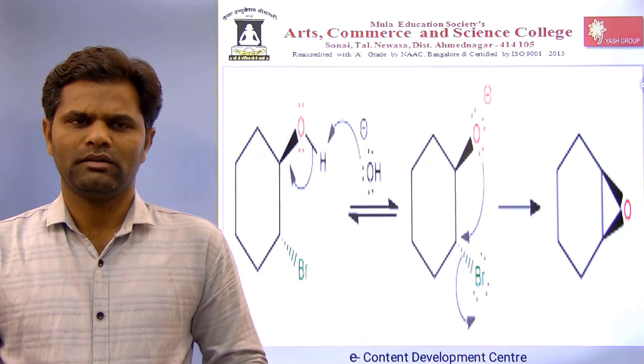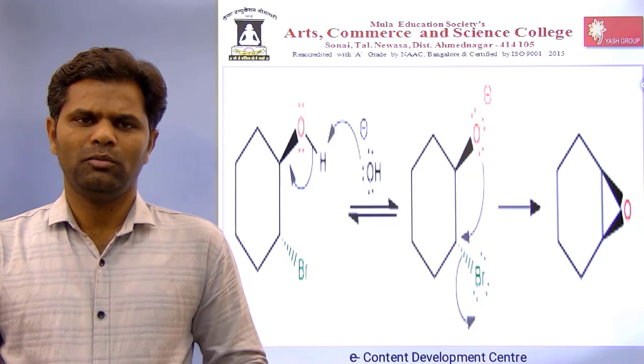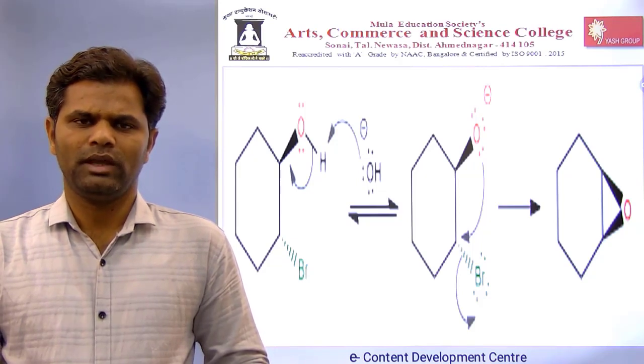That oxide undergoes an intramolecular SN2 reaction. In this case, there is a loss of the leaving group, bromine, and there is formation of a beta epoxide. As the hydroxyl group is beta oriented, a beta epoxide is formed.